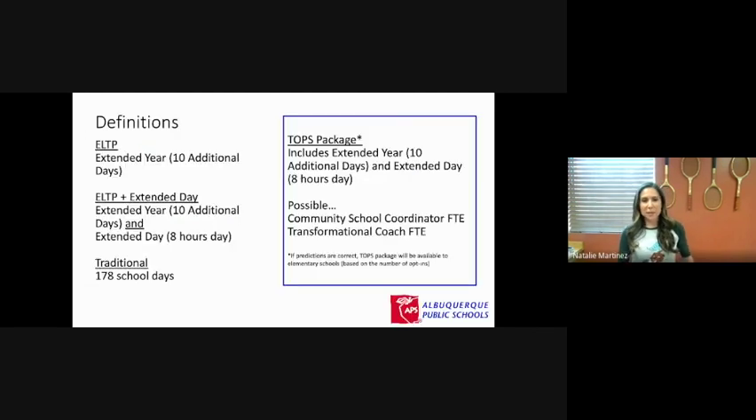All right, so let's talk about the options. There are 3 options for next year's calendar. The first is Extended Learning Time Plan. That's what ELTP stands for, and that means an extra 10 days. The next option is the extra 10 days, which is the ELTP, plus an extended day. That means that students are going to go from a 6.5-hour day to a 7.5-hour day. And then our third option is the traditional calendar that we're currently on, and that's 178 school days, and that does not include 10 extra days.